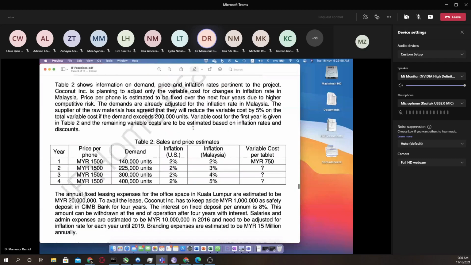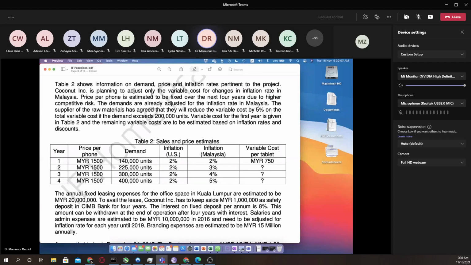Table 2 shows information on demand, price, and inflation rates pertinent to the project. Coconut Incorporation is planning to adjust only the variable cost for changes in the inflation rate in Malaysia. So there is a change in variable cost due to the inflation rate. The price per phone is estimated to be fixed over the next 4 years due to higher competitive risk. So they don't want to lose the market, so they will keep the price per phone the same. They will subsidize it most probably. The demands are already adjusted for the inflation rate in Malaysia, so demand figures are already adjusted.